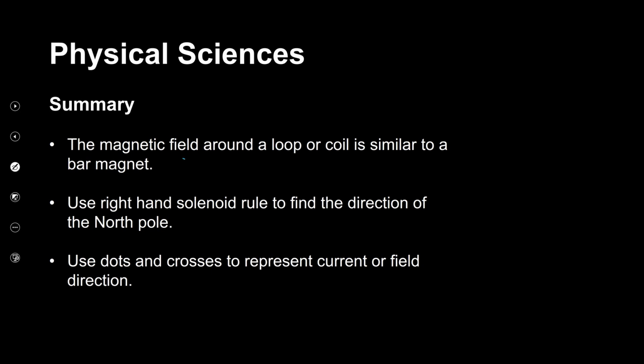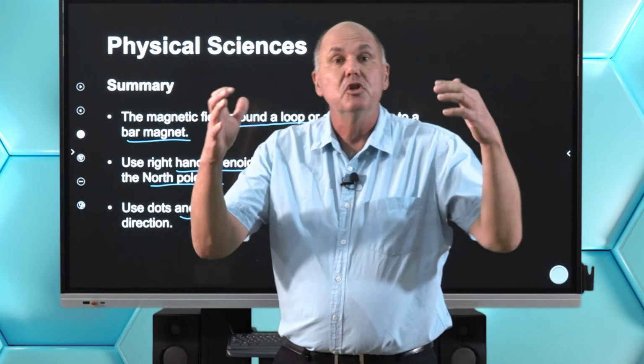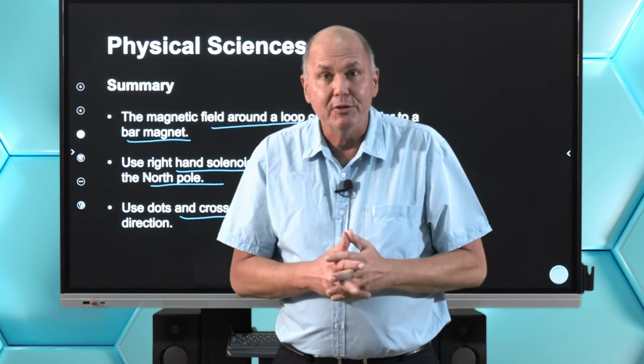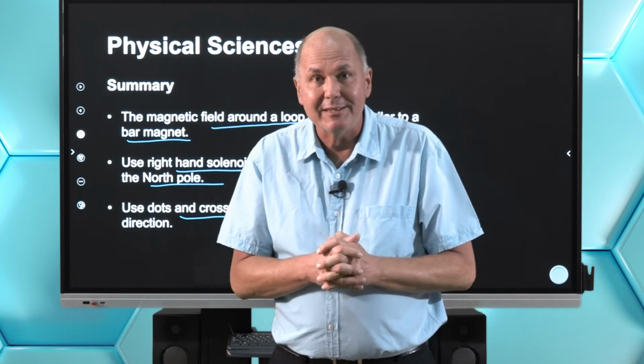Quick summary. Remember that the magnetic field around a loop is similar to a bar magnet. We use the right-hand solenoid rule to find the direction of the North Pole. And we can also use crosses and dots to show what's happening to the field lines. Please make sure you practice these.